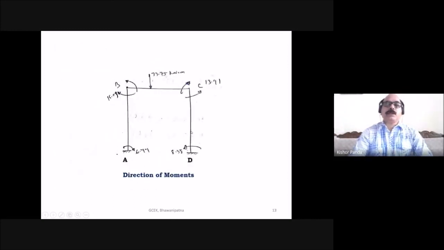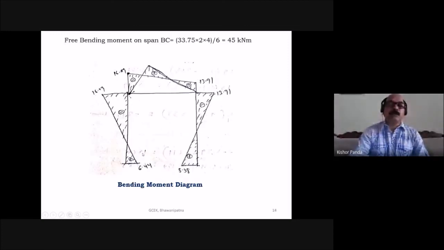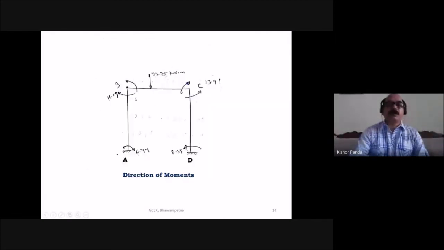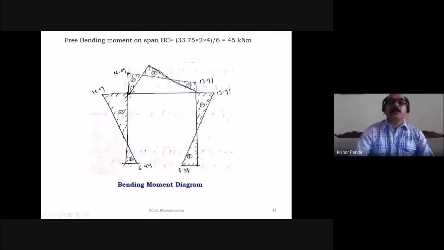Then according to this direction you can draw the final bending moment diagram. Here, for the final bending moment diagram, this side you have to take 6.44, this side is 16.09, then you join this one. This portion is negative and this is positive. Similarly here this side is 16.09 and here this is 13.91, and you have to join this line. This is a negative bending moment, 16.09, 13.91.